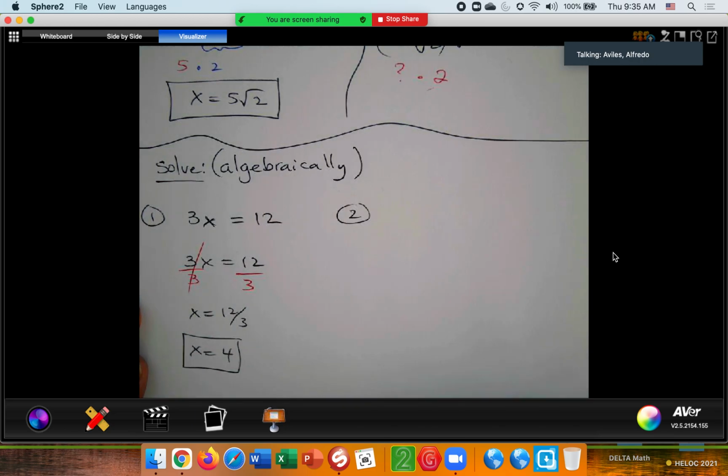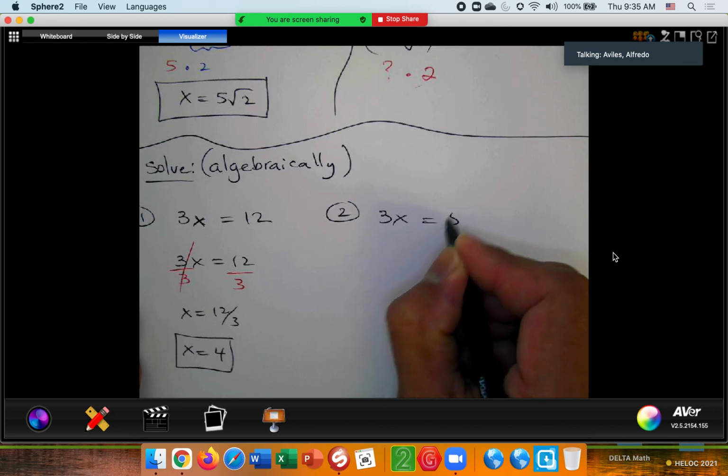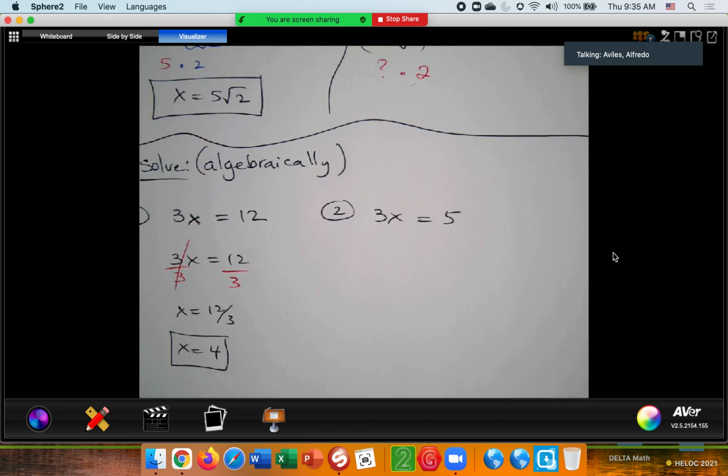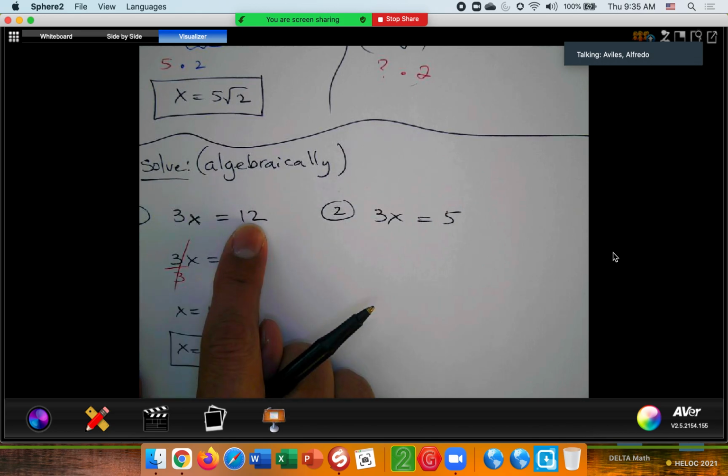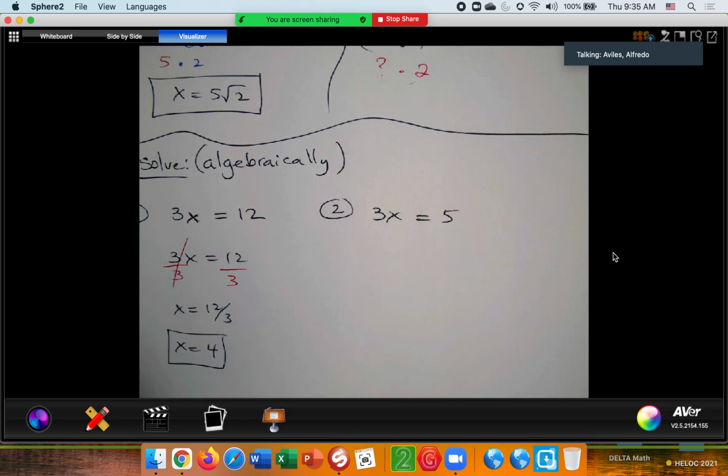Again, we don't have any radicals right now. What if I tell you 3x equals 5? Don't tell me you don't know how to do that. Just because 3 can go into 12 means you can do it. But when 3 doesn't go into 5, you're going to tell me you can't do it? You still do it. This is math. You still follow your steps.